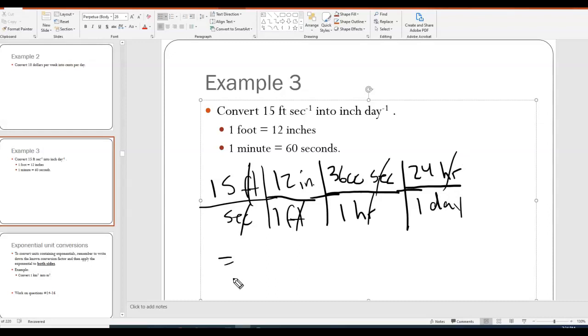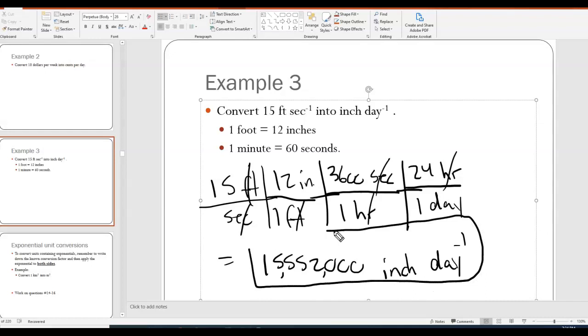Okay, now I'm just typing that into the calculator, and I get a very, very big number. That is inches per day. Okay, so that is example 3. Hopefully that is what you got for example 3. Okay, pause it there if you need to look at that.